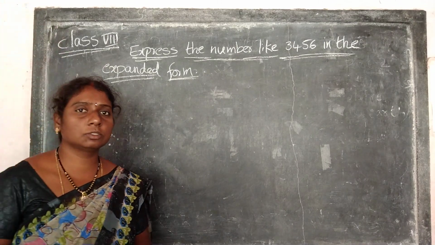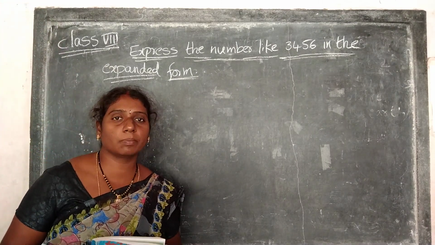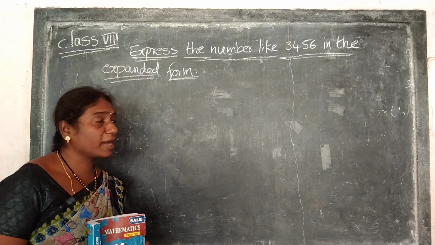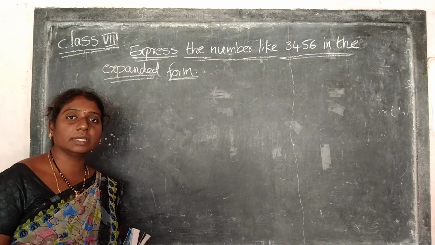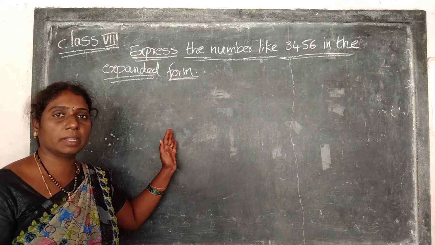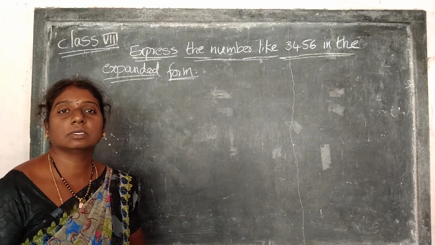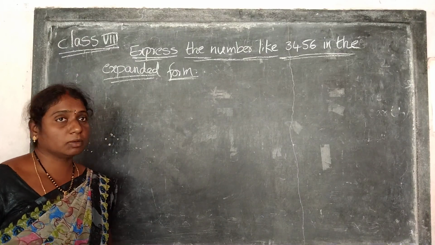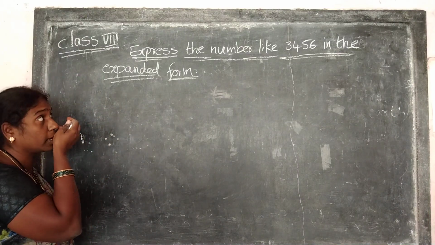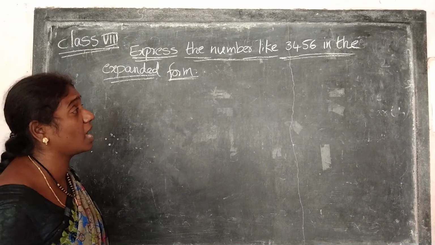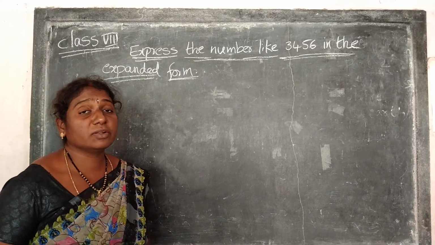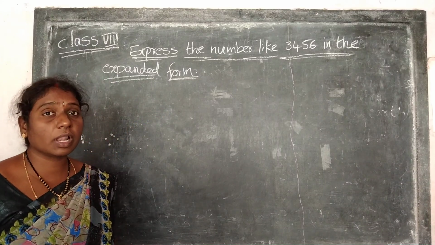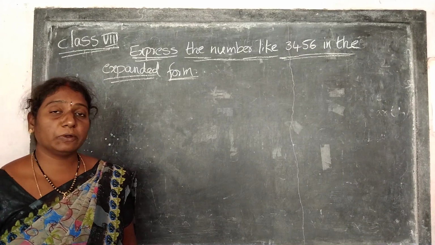Good morning, students. Today we are going to discuss the expanded form of a given number, and after that, how to represent that expanded form in exponent form. I am going to take one example and explain. Here I am taking 3456 as an example. First of all, how to write this number in expanded form?